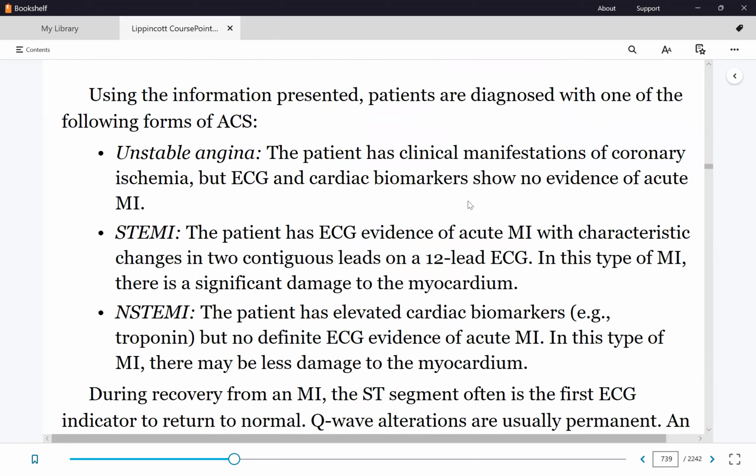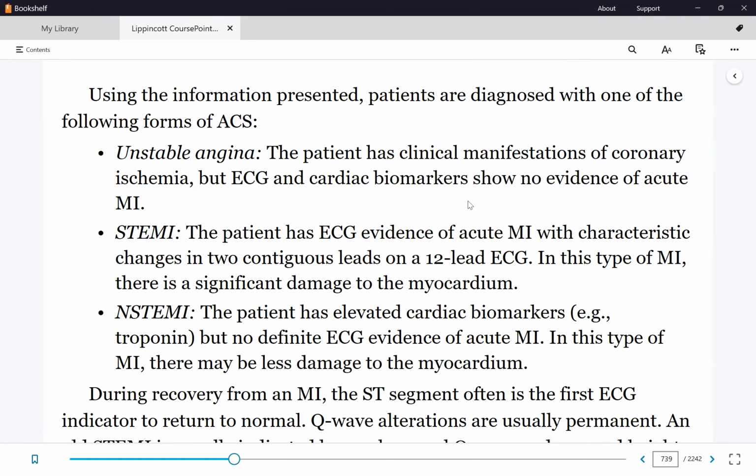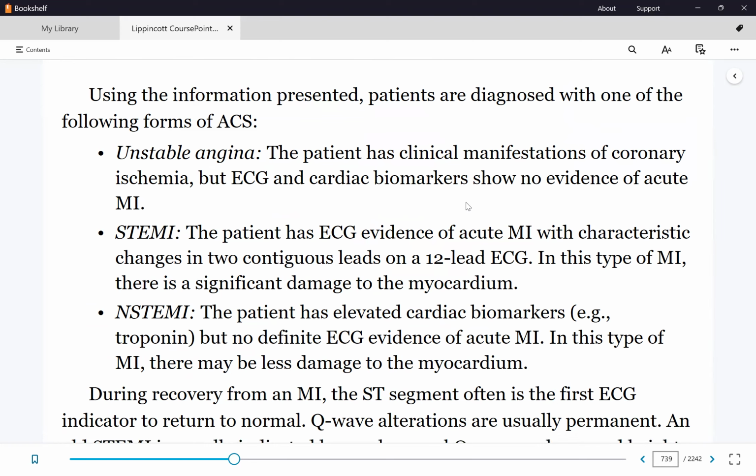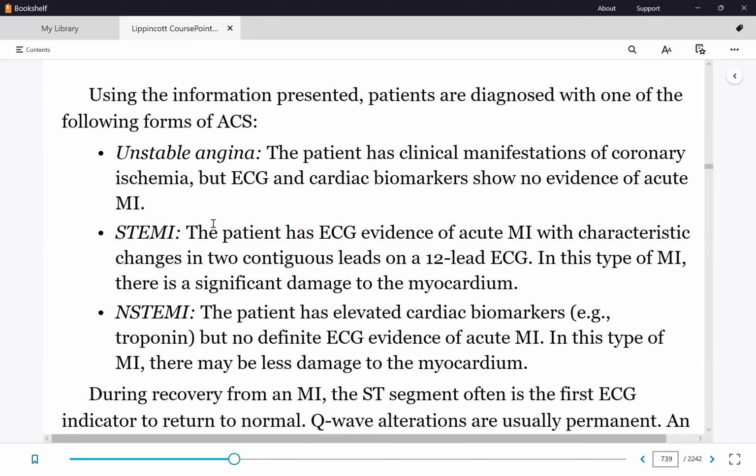So in unstable angina, if the cardiac enzymes come back normal, is it an MI? No. So the doctor will diagnose it as unstable angina, right? So we'll still treat you. We give you beta blockers, calcium channel blockers, and nitroglycerin.